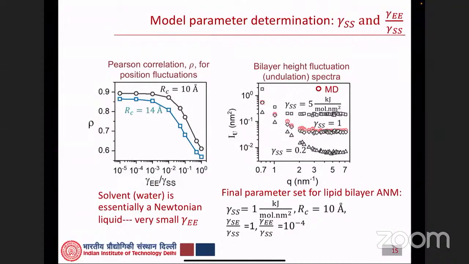Finally, to get the absolute value of the spring constant, we use the height fluctuation data on the lipid bilayer. Again, this height fluctuation data was calculated from the same MD simulation. And what we are seeing here is that for all wave vectors, a single value of this gamma SS, in this case, it came out to be 1 kilojoules per mole per nanometer square, gave an excellent match with the MD simulation data. So therefore, this summarizes the set of parameters we obtained for our model.